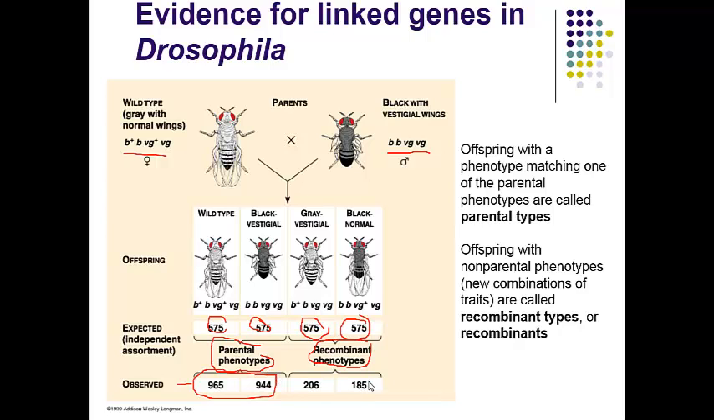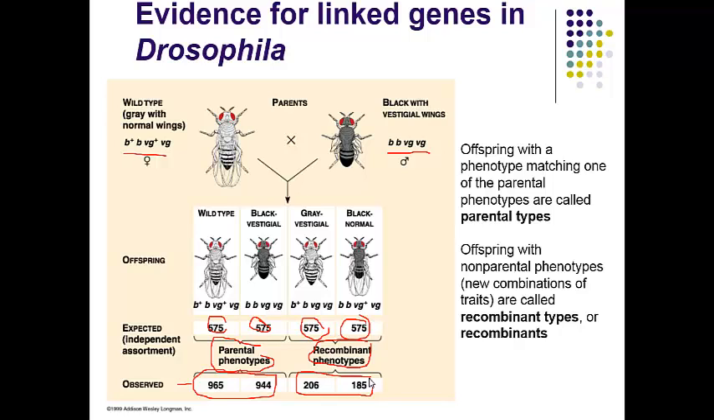The small number of recombinants that you did get are the result of crossing over taking place between the two genes. The further apart two genes are, the more recombinants you would have. The further apart two genes are, the more likely crossing over is going to happen between them. The closer the two genes are, the less likely crossing over is going to occur between them, and the smaller the number of recombinants you're going to obtain.